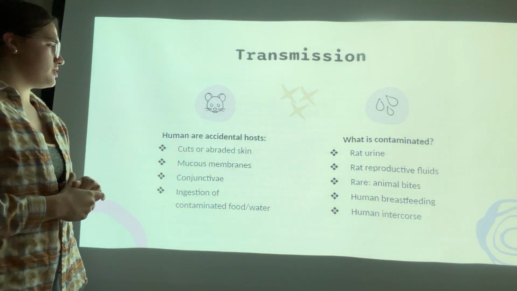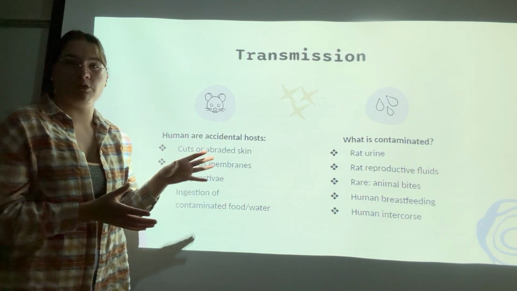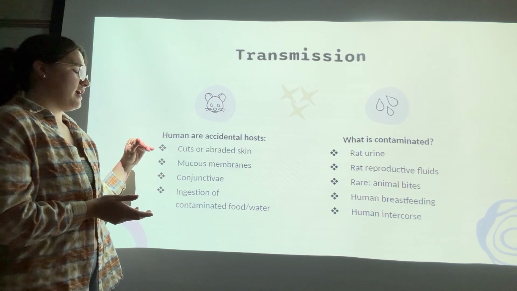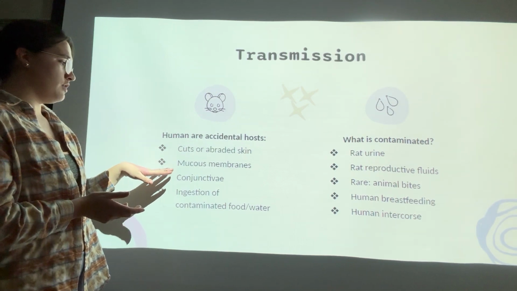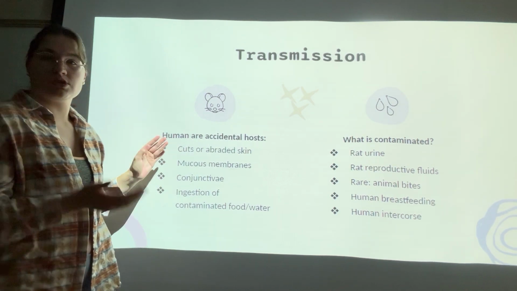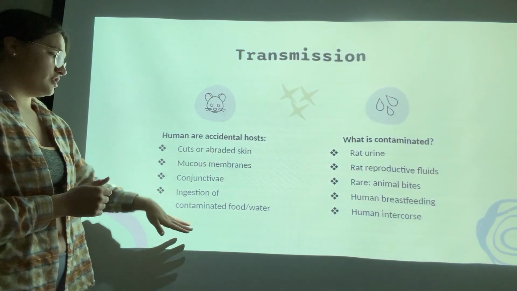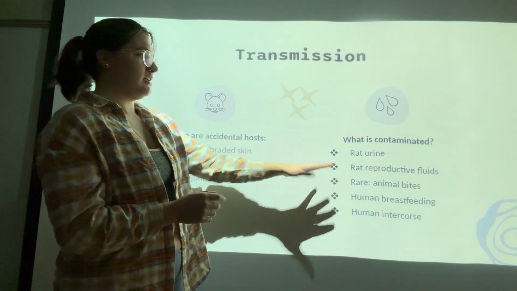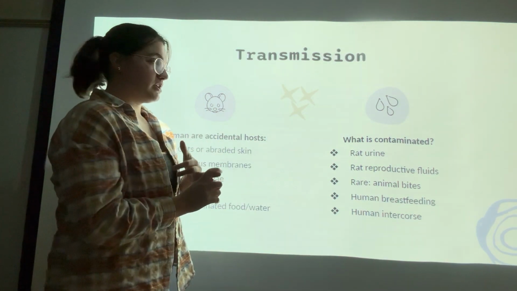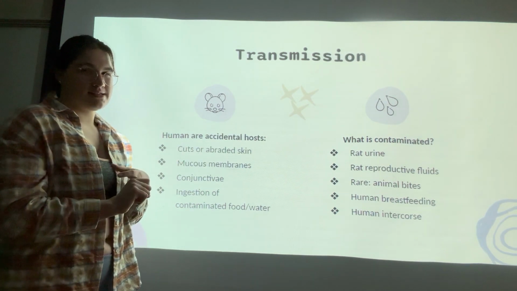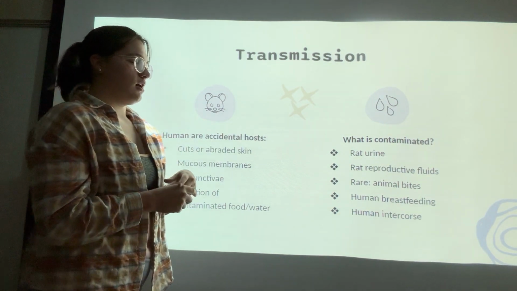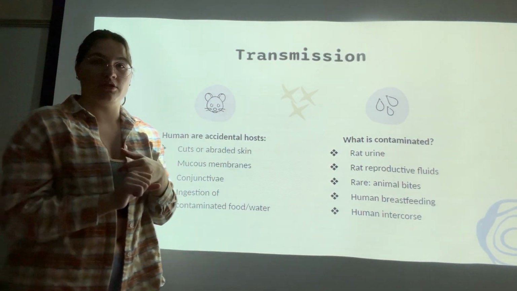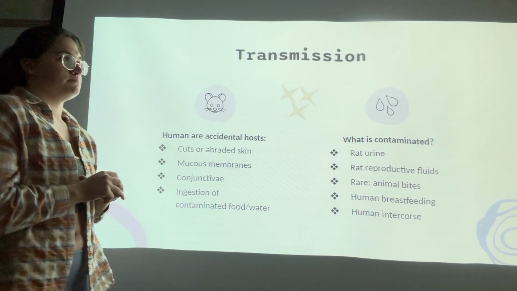So just transmission, how is this happening? How are people getting this? So humans are accidental hosts. They can get it through cuts or abraded skin, mucous membranes, conjunctiva, which is just your eyes, or ingestion of food or water. And then what is actually contaminated? Rat urine, rat reproductive fluids. In rare cases, they've seen animal bites. And in more rare cases, they've seen where human breastfeeding and human intercourse can actually spread the disease as well.